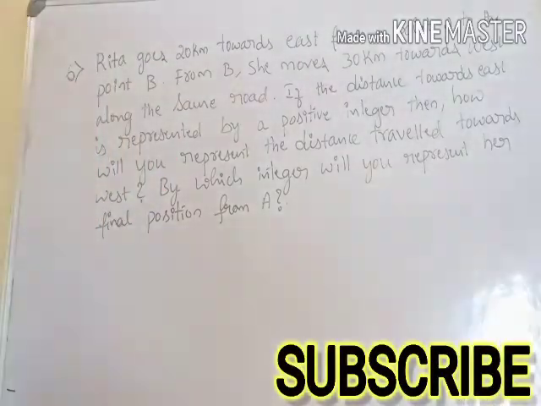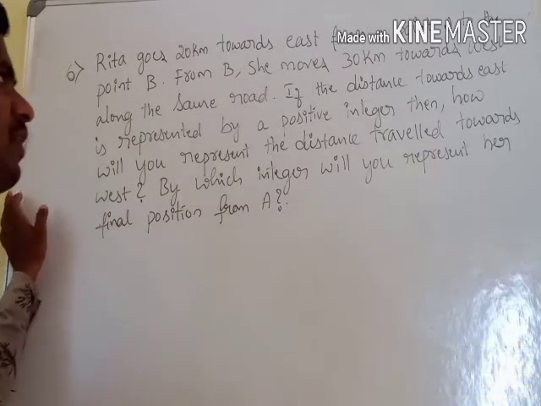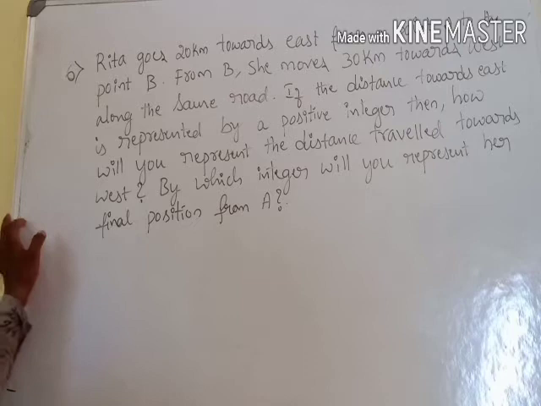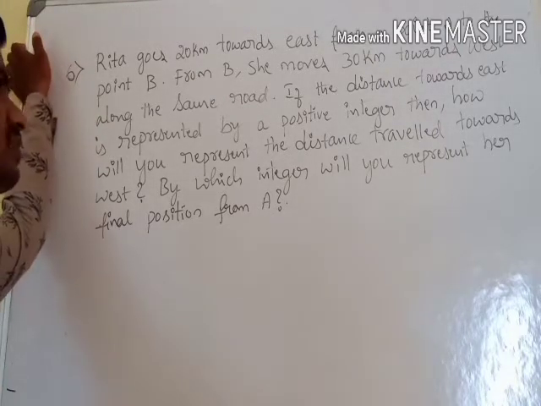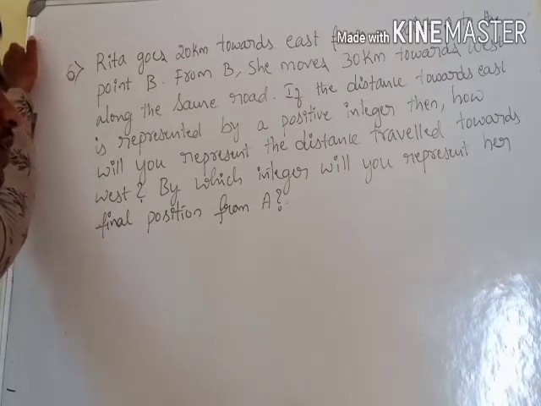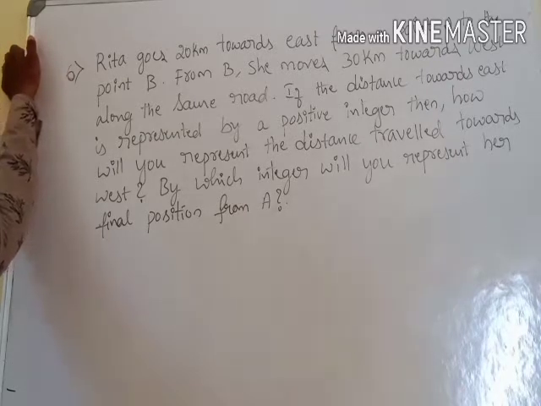Okay. The next question is, Rita goes 20 km towards east from a point A to the point B. From B, she moves 30 km towards west along the same road. If the distance towards east is represented by a positive integer, then how will you represent the distance traveled towards west? By which integer will you represent her final position from A?